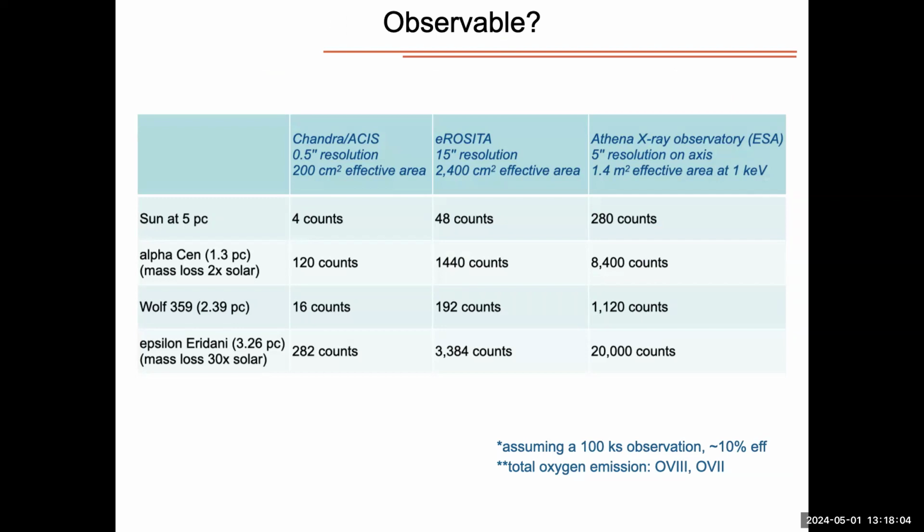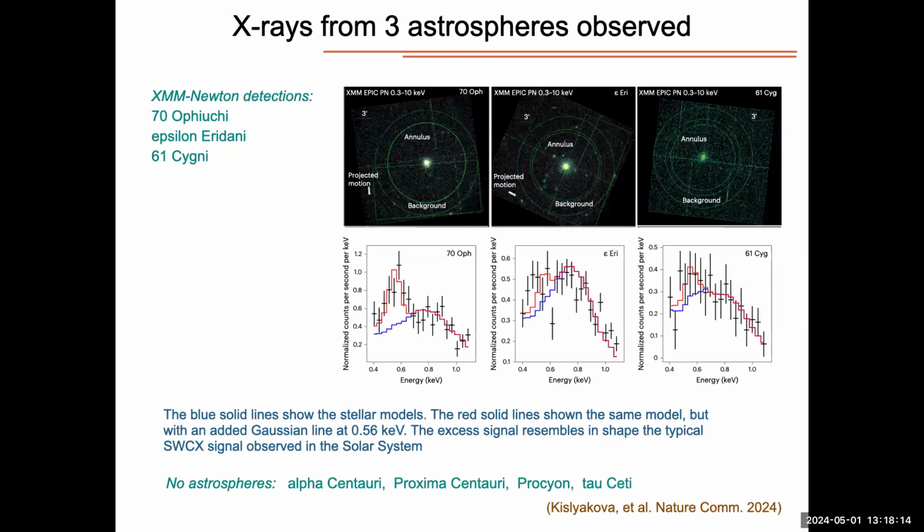Athena, the future European mission, well, that's going to be fantastic if it's going to be there. It's a shame that we don't have anything like that in this country. And just recently, a result was published that 3 astrospheres were observed in X-rays. So one can clearly see the excess emission. The blue line here in the spectrum represents the stellar spectrum for each star, and the red one is the total spectrum.